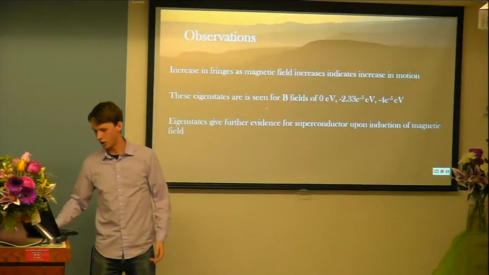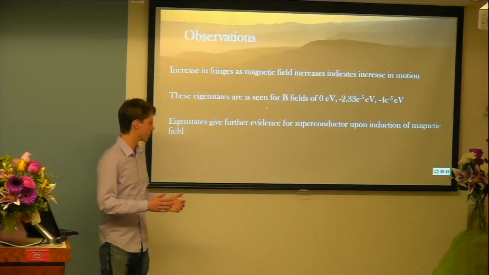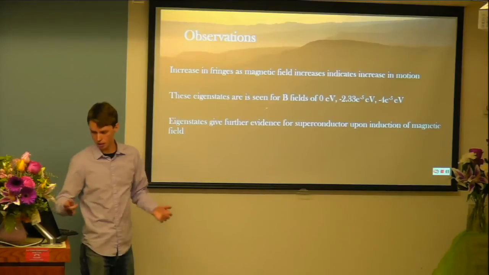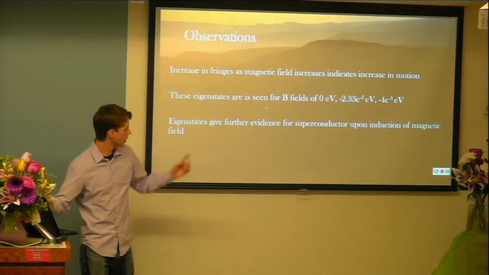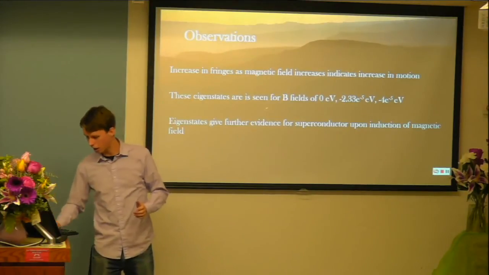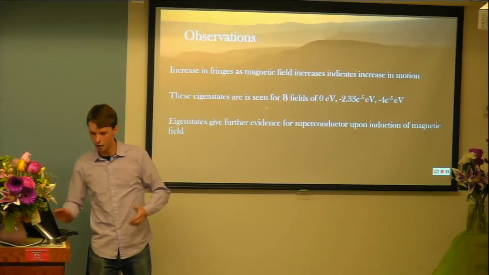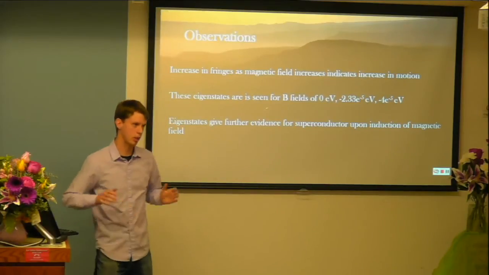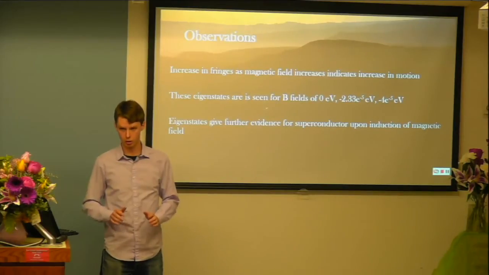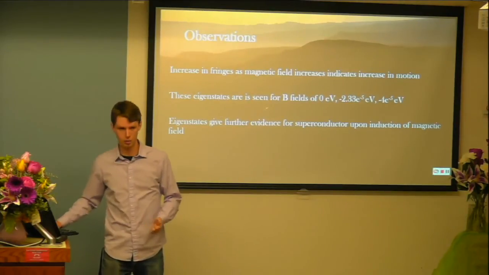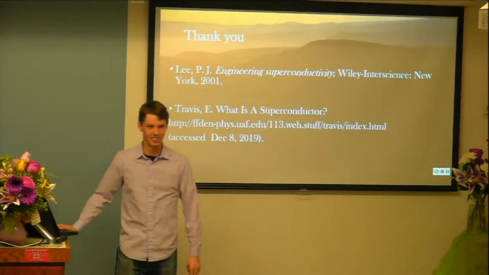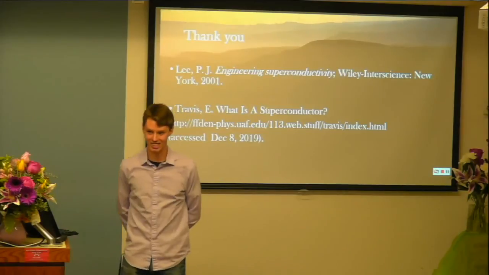And so observations, again, as the fringes increase, that leads us to believe there's an increase in motion. There are the eigenstates, and my units are not quite great, but they're there, can't change them. Basically what I took out of this is that upon induction of a magnetic field, it could lead us to believe that a superconductor could be formed under the right conditions, which I think is very interesting. So thank you. Questions?